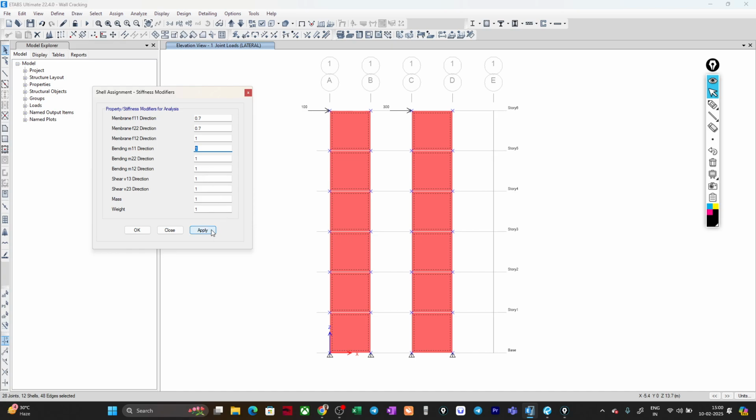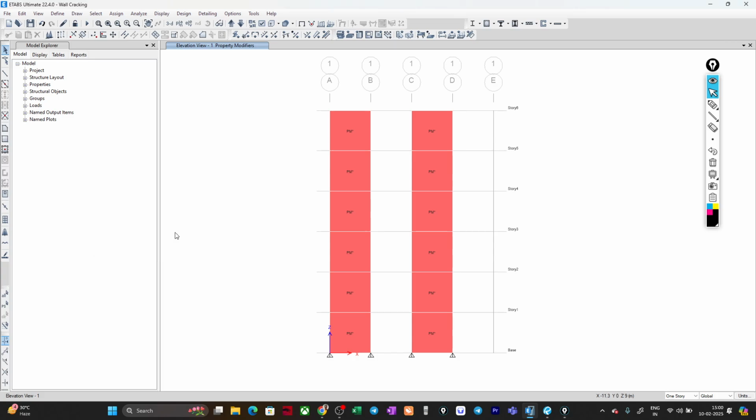Now let me apply. So we have applied the reduced moment of inertia for the cracked condition, which is 0.7 times IG, 70% of the gross moment of inertia. Now we need to analyze these walls, so I will click on run analysis.